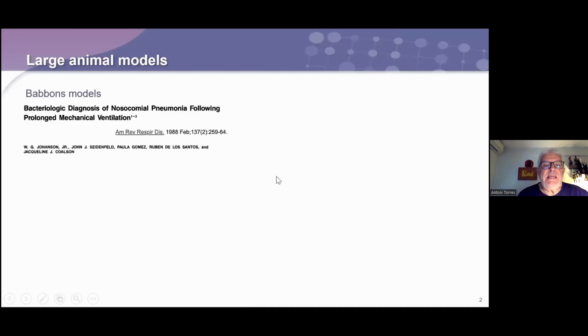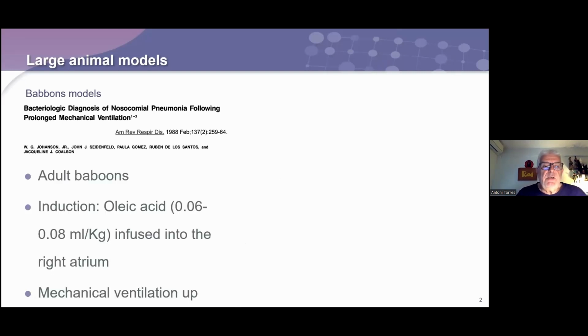Okay, so let's start with some examples of large animal models of severe pneumonia. The first who did something was Waldemar Johansson with baboons. Really, that work was important for our understanding of ventilator-associated pneumonia. And the model was of oleic acid.